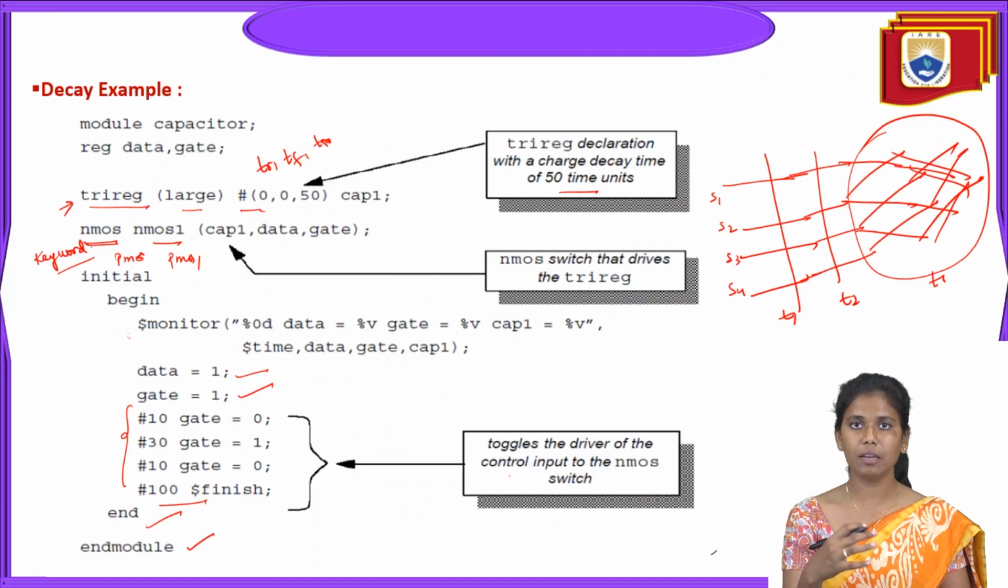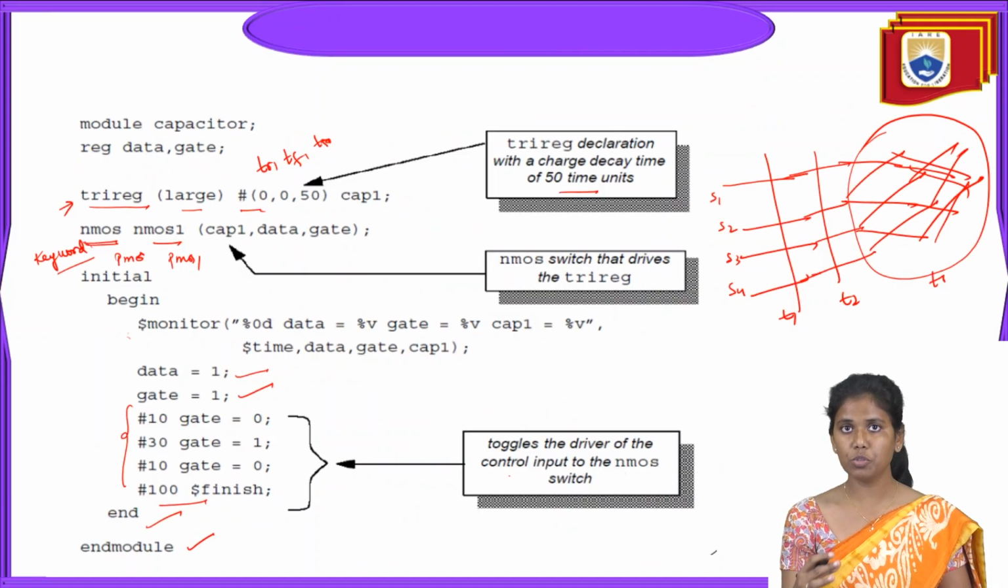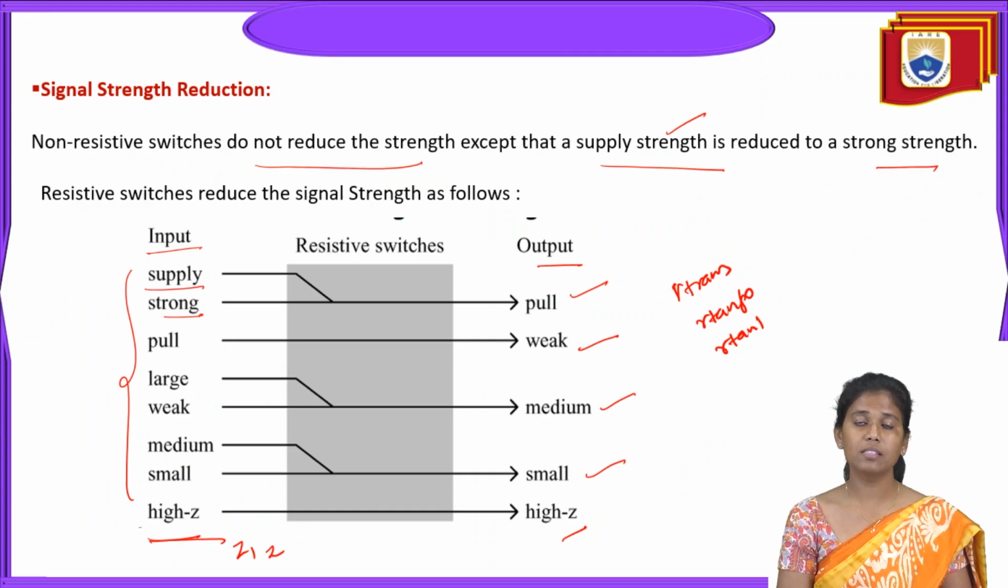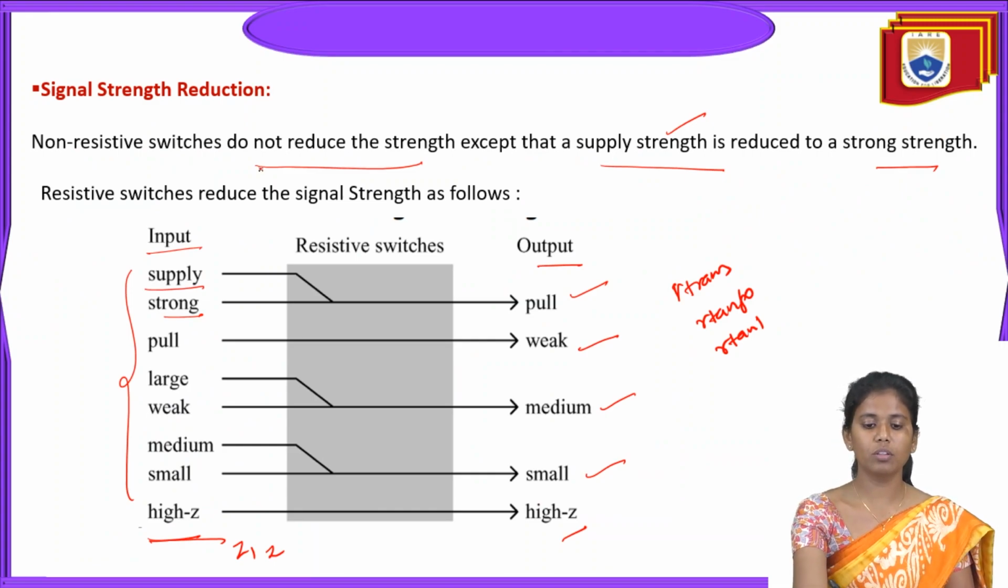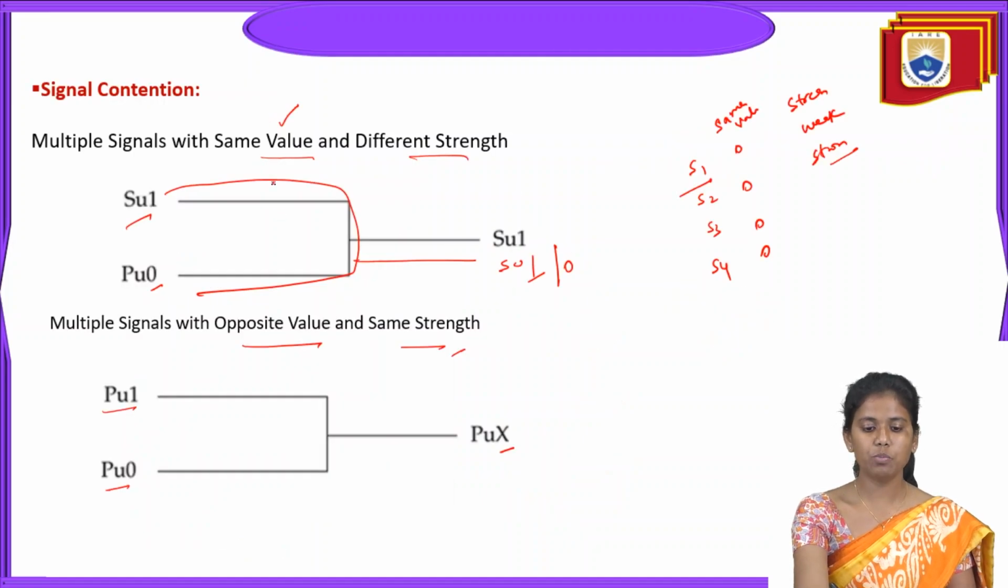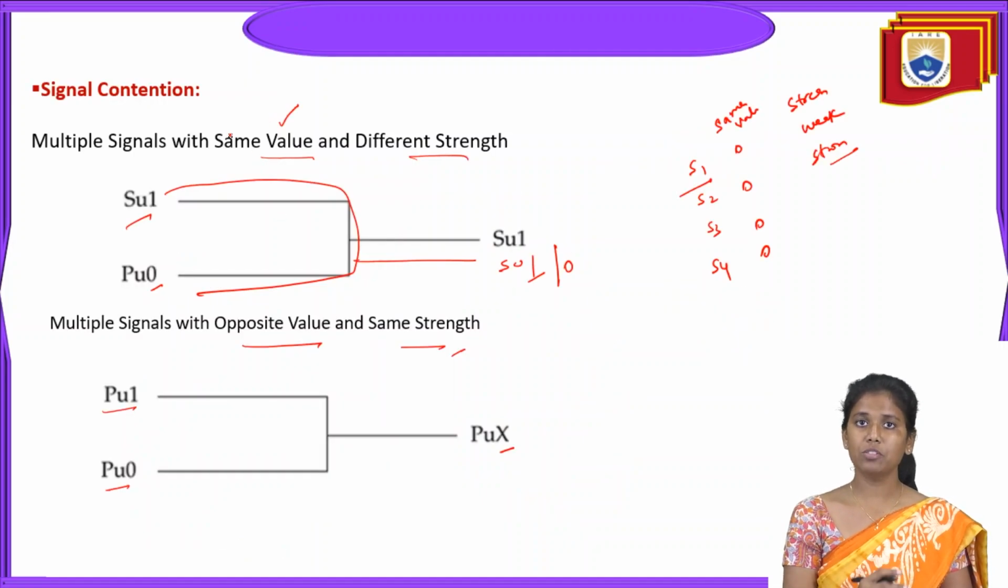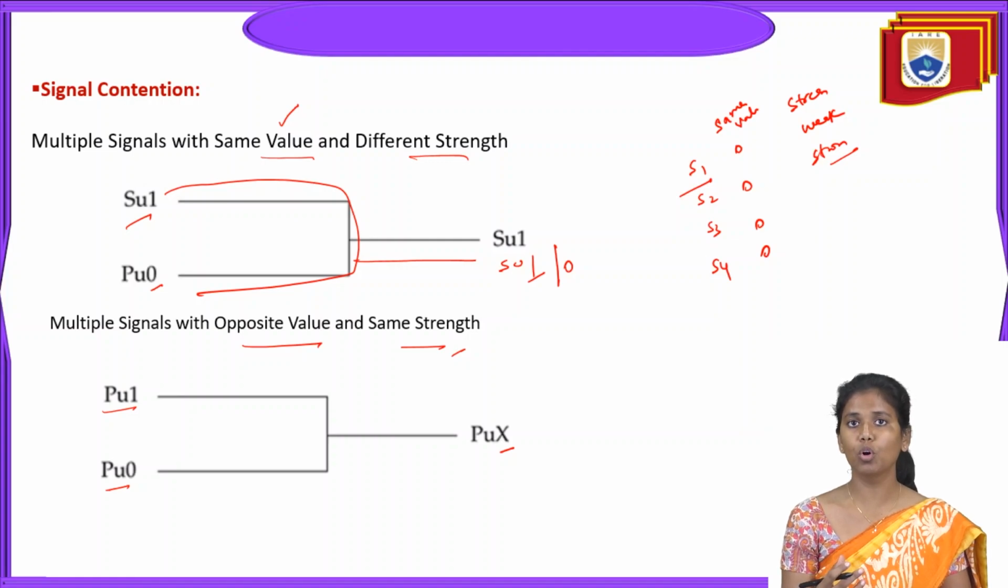How the delays are passed between the different switches, as well as the signal strength, how the signals can be reduced based on signal strength reduction, and the signal contention. Based on the signal contentions, we can know which signal is the weakest or the strongest. So this is all about switch level modeling, a few problems based on switch level modeling.